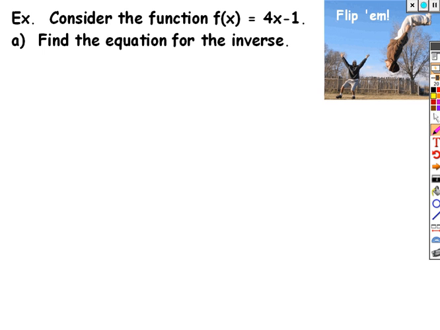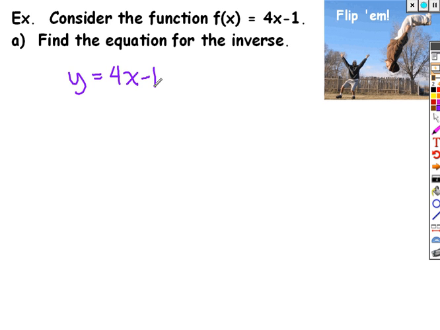So now the other key thing to this section is, how do I actually find the inverse equation? So consider the function f of x equals 4x minus 1. I want to find the equation for the inverse. Well, remember, f of x is just like saying y. So this is my original function.